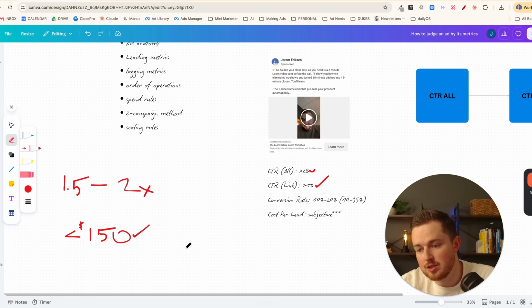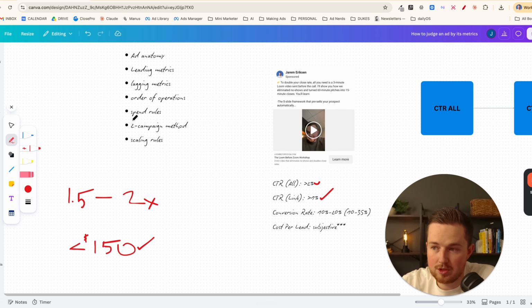Okay. So what that means is, let's say I want to get a cost per purchase of $30. Well, I'm going to let an ad spend about $45 to $60 before I determine if it's working or not. Anything before that, we haven't given it enough spend to actually judge if it's working. So that's my spend rule.